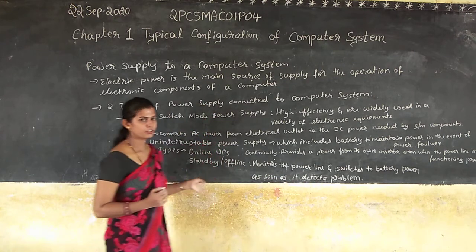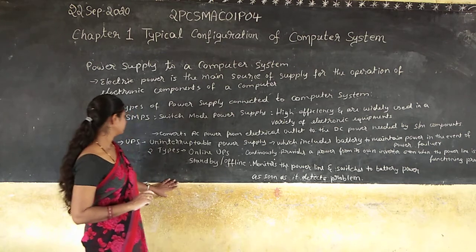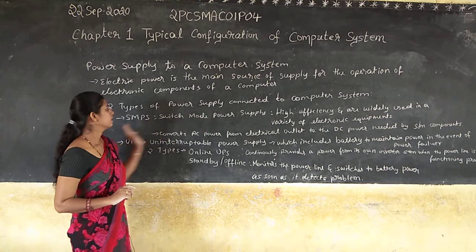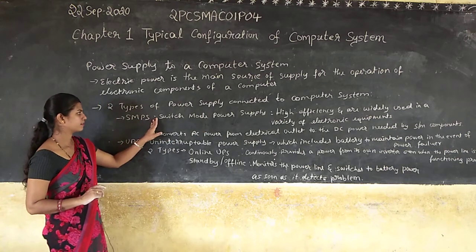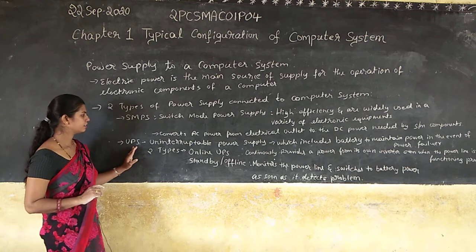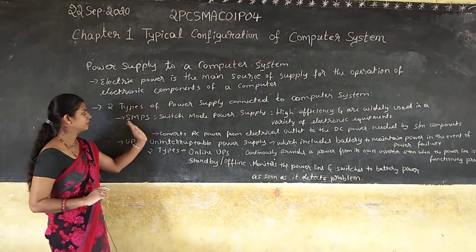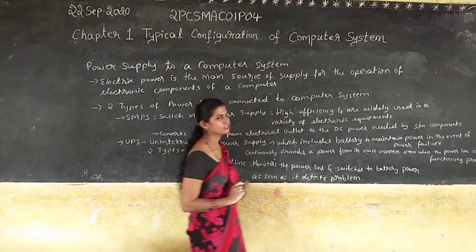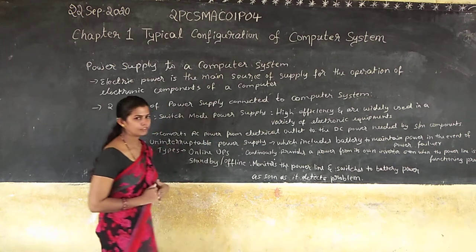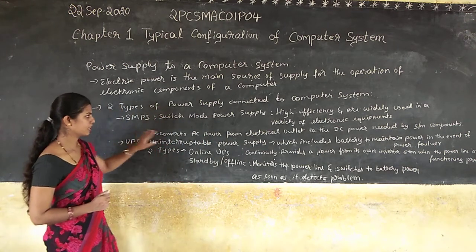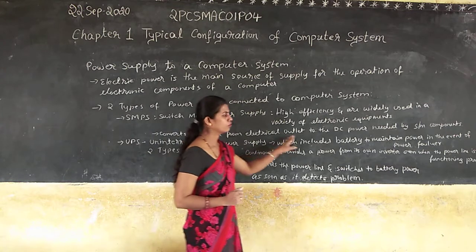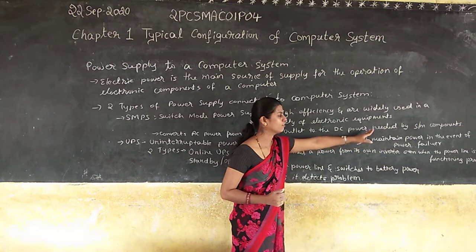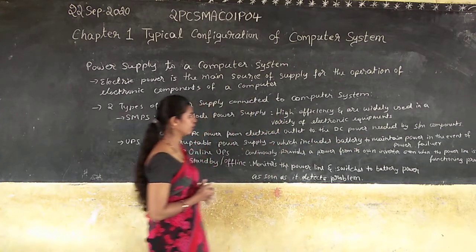Switching between the power line to battery, it will take several milliseconds. That time the computer will not get any power. So there are two types of power supplies. First one is switch mode power supply and second one is uninterruptible power supply. In SMPS it provides high efficiency and is widely used in a variety of electronic equipments, and it converts AC power from electrical outlet to the DC power which is needed by the system components.